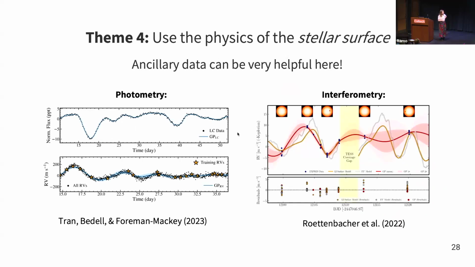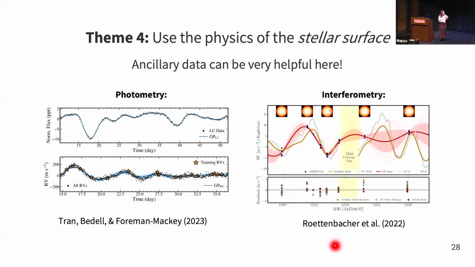I'll point out here that ancillary data can be really helpful in breaking degeneracies and giving us more information about what the underlying stellar surface is doing. As I said originally, the FF prime method was meant to enable you to use photometry and RVs jointly. I'd point you to this paper by Quang Tran, which is a nice look at using simulated data with simultaneous photometry and RVs to do a principled comparison of different techniques for this and show what the possibilities are.